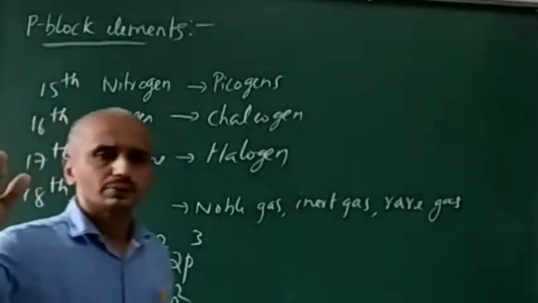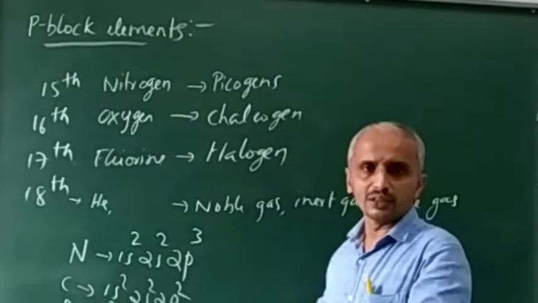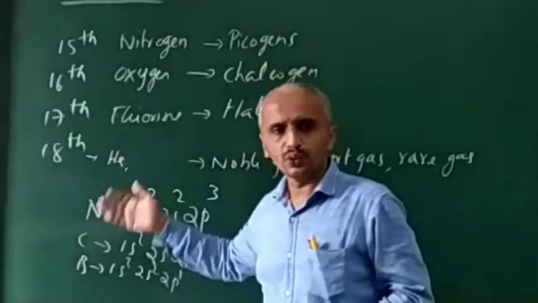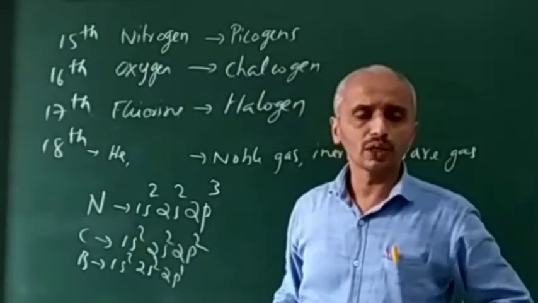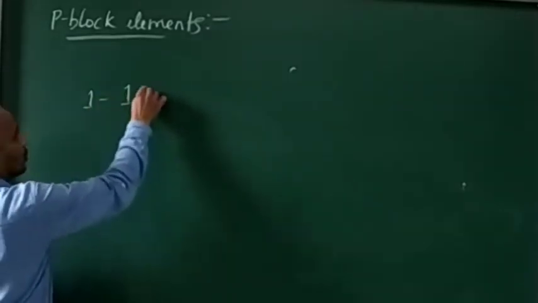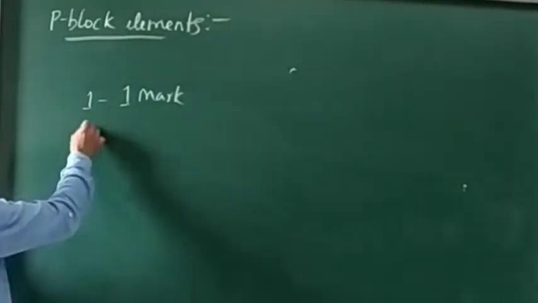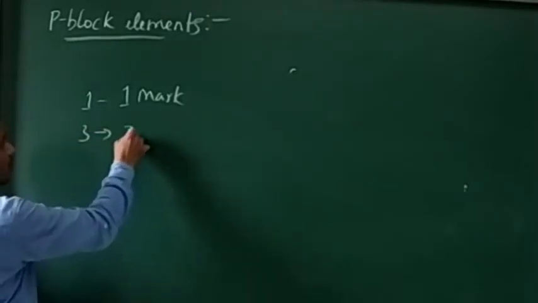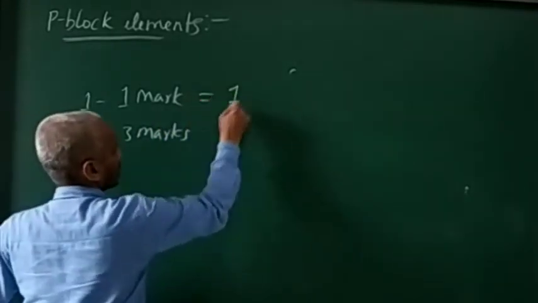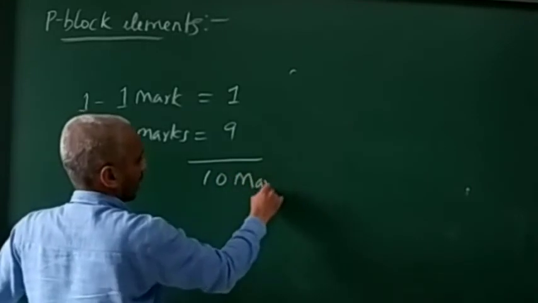So an element in which the last electron enters the p subshell, like nitrogen, oxygen, fluorine or carbon, boron, they are all P block elements. A one mark question will be there in the first main. Then three mark questions. Means this is 1 mark, this is 9 marks. Totally 10 marks will be asked.